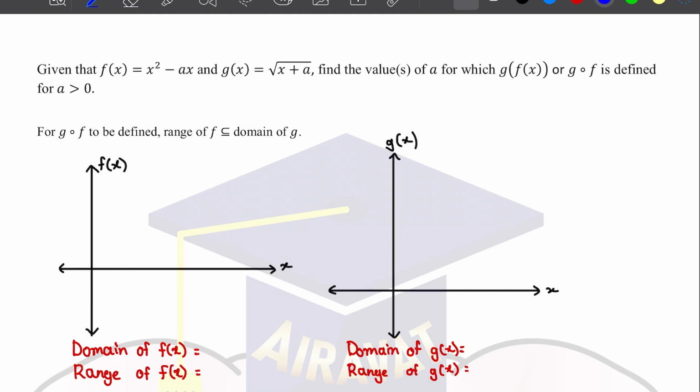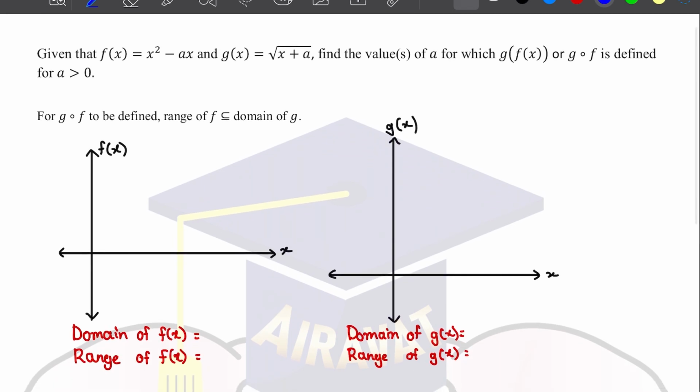The question says that f of x is equal to x squared minus ax and g of x is equal to the square root of x plus a. And what we need to do is find the value or values of a for which g of f of x, or gof, is defined, for the given constraint of a greater than 0.